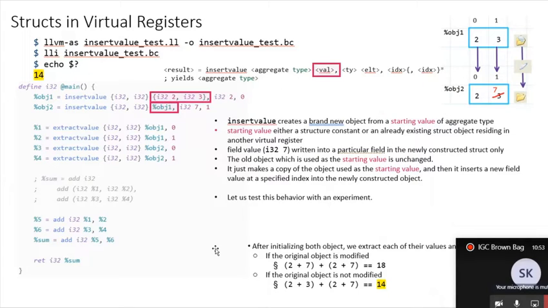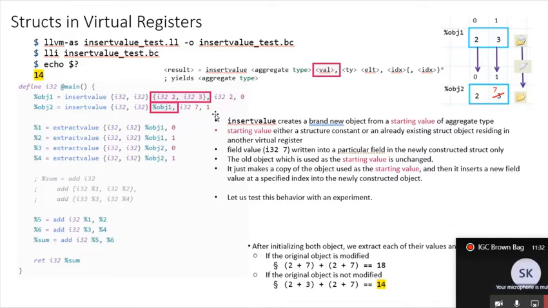So, we know from the previous lesson that the insertvalue instruction can be used to create a struct object in a virtual register. This instruction can take as the starting value either a structure constant or an already existing struct object residing in another virtual register, such as this %obj1. And then it takes a field value to write to that particular field in the struct with its offset.